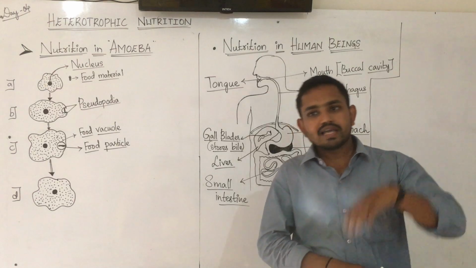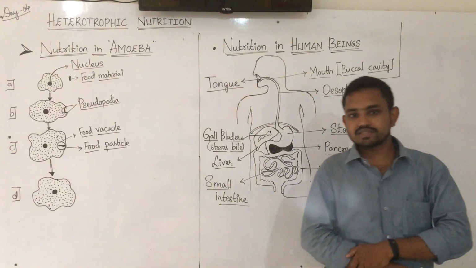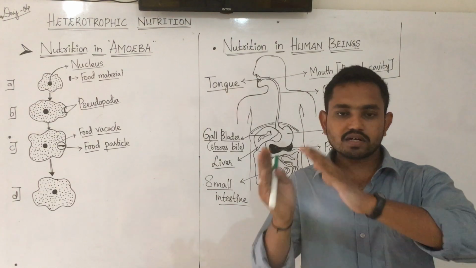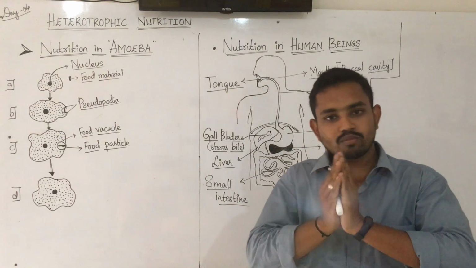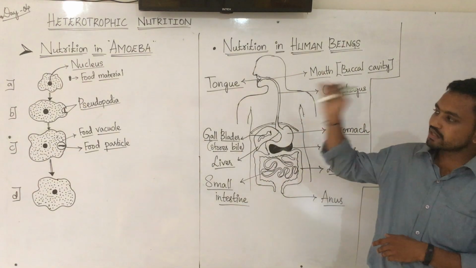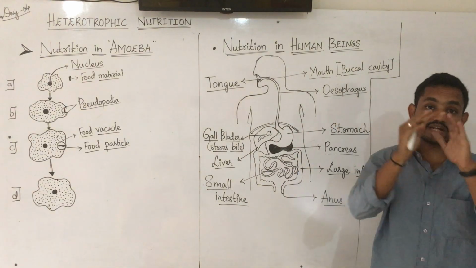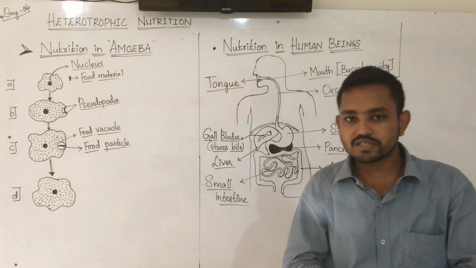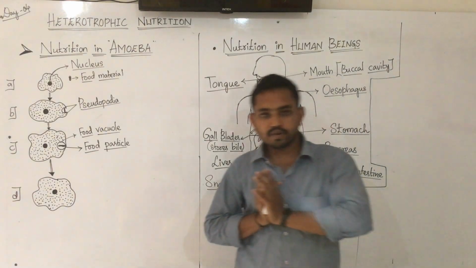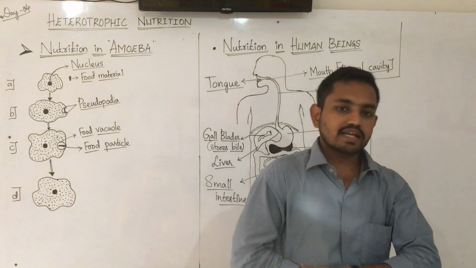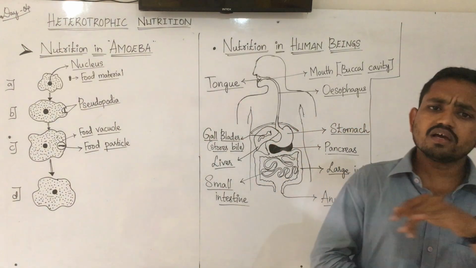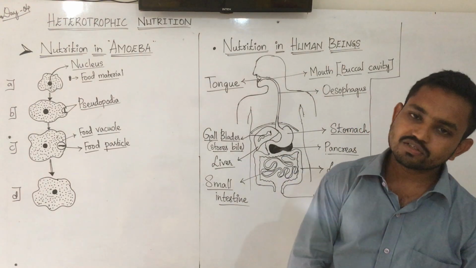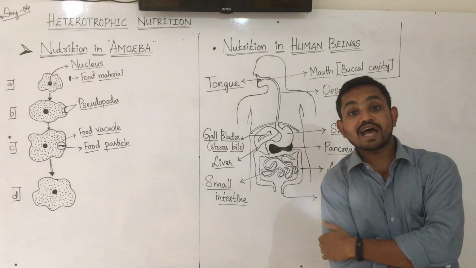In the last class I completely discussed the autotrophic mode of nutrition, the structure of stomata, and the main functions of stomata. But in today's class I am going to discuss the heterotrophic mode of nutrition. Amoeba is a typical example for the first, and for the second they have mentioned heterotrophic nutrition in human beings. So let's see one by one. First, nutrition in amoeba.